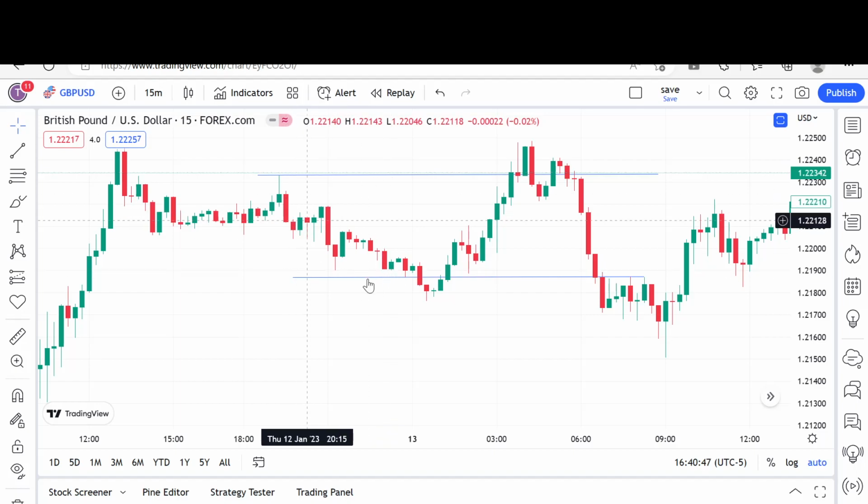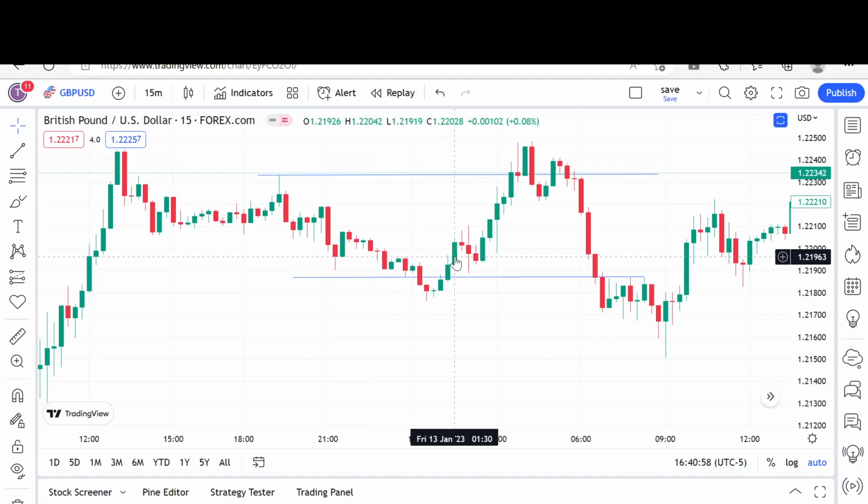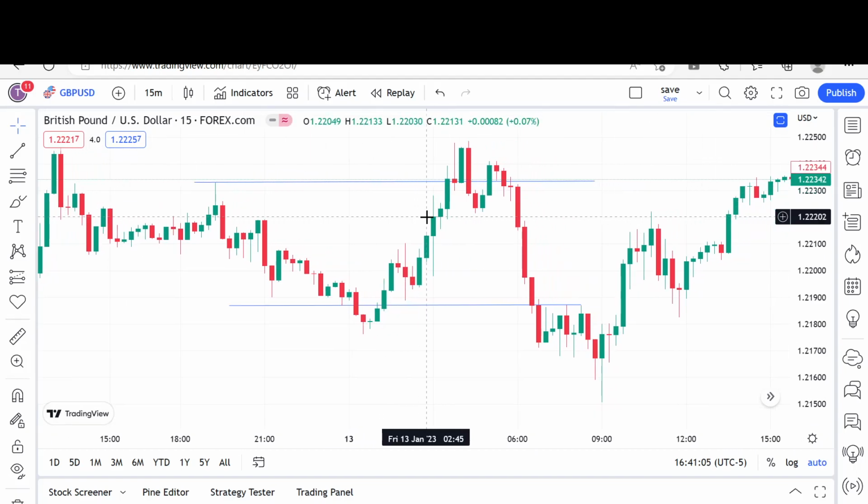But yeah, that's a key liquidity pool that you want to be aware of. Asian session, again, is 7 p.m. Eastern time to midnight New York. You always want to note those highs and those lows. And now this brings us to the London session, which is your next key liquidity time period.